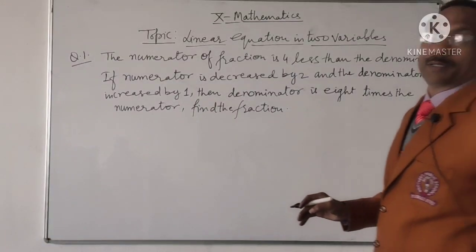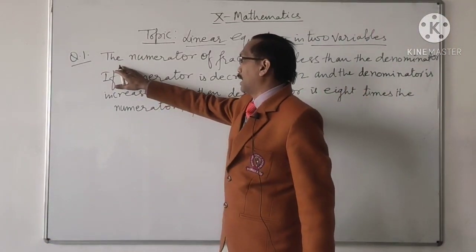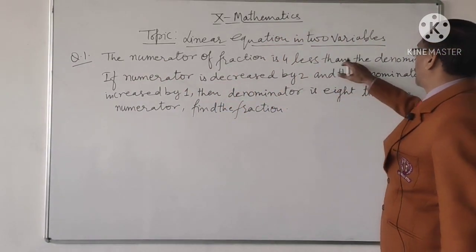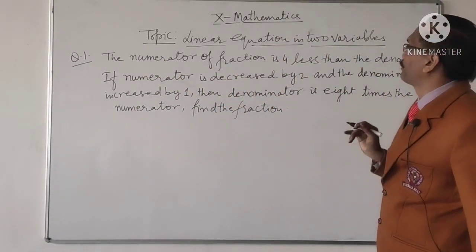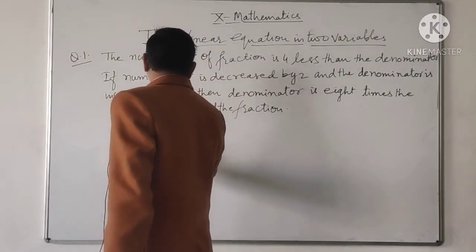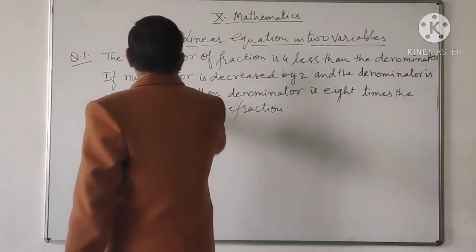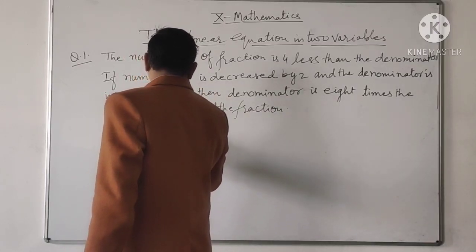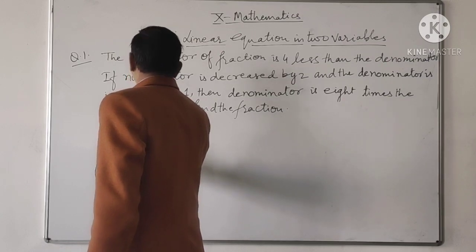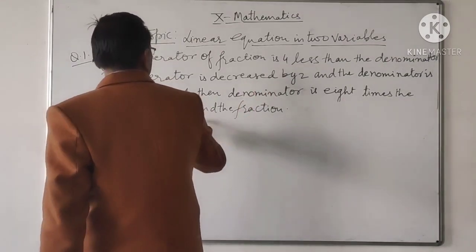Okay. Now, the student question is: the numerator of a fraction is 4 less than the denominator. So let the denominator be x. Then the numerator is x minus 4. It is a fraction.